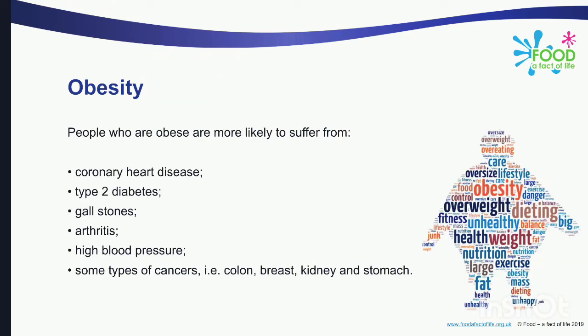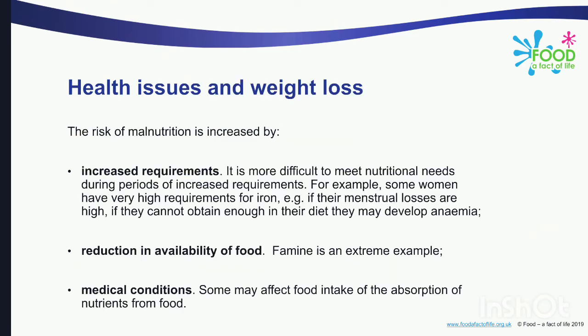Obesity. People who are obese are more likely to suffer from coronary heart disease, type 2 diabetes, gallstones, arthritis, high blood pressure, and some types of cancer, that is colon, breast, kidney and stomach. The risk of malnutrition is increased by increasing requirements. It is more difficult to meet the nutritional needs during periods of increased requirements. For example, some women have a very high requirement of iron. If their menstrual losses are high and they cannot obtain enough in their diet, they may develop anemia.